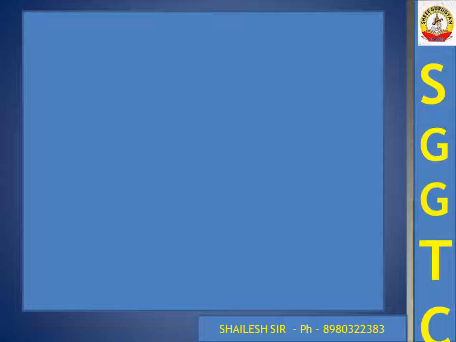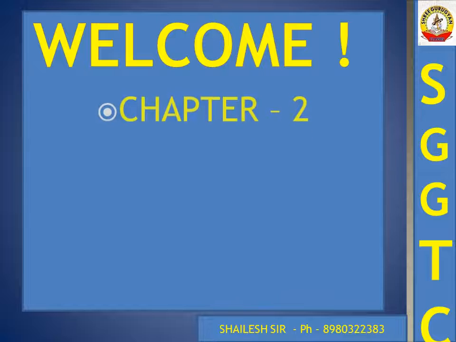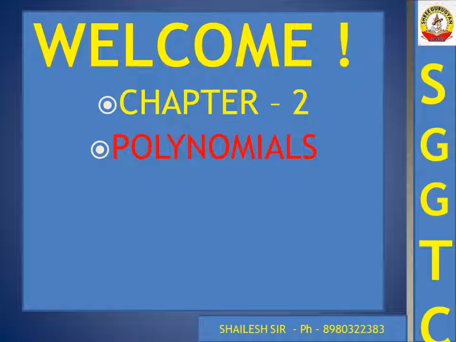Welcome students. Today we are going to start chapter 2, polynomials. Polynomials means poly plus nomials. Poly means many. Nomials means numbers. So the simple definition: polynomials means many numbers. Start period 1.